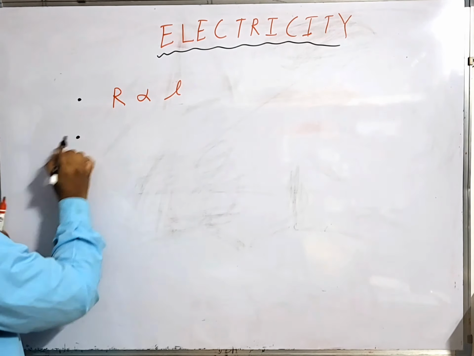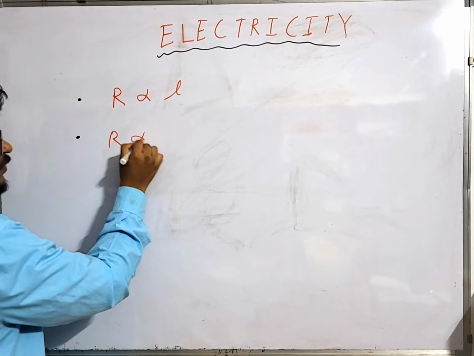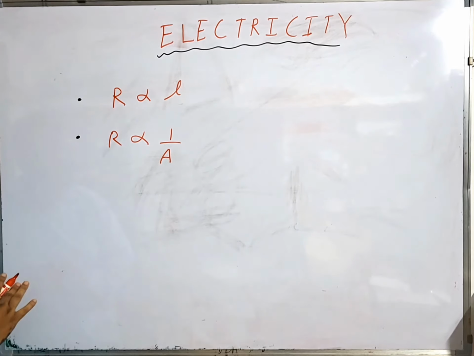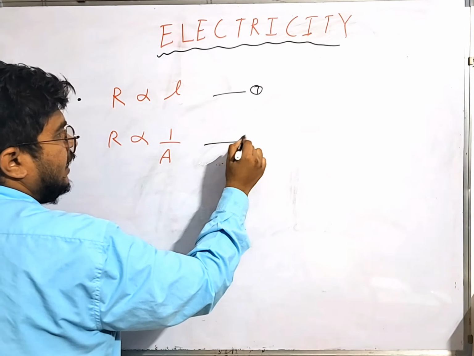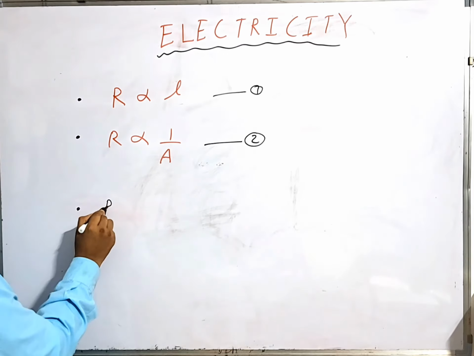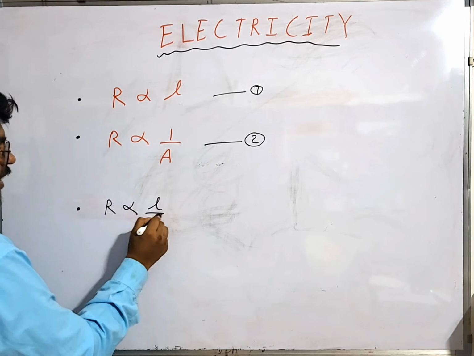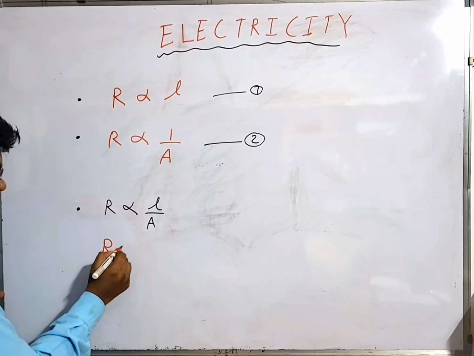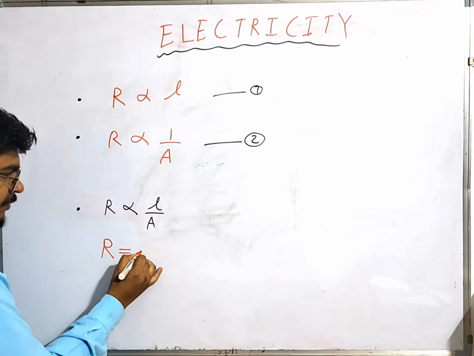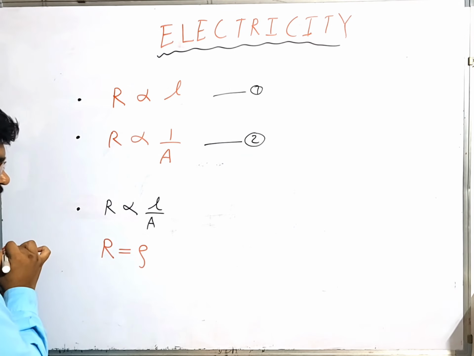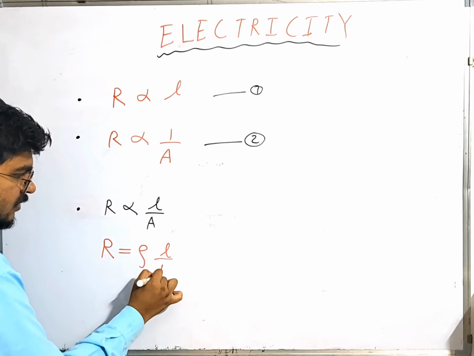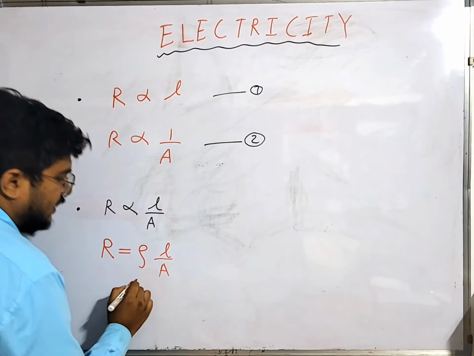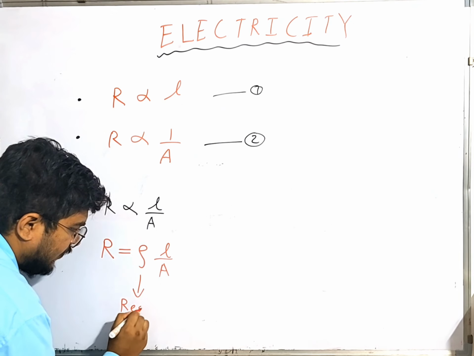Next one. The resistance is inversely proportional to the area of cross section of a particular wire. Now, from these 1 and 2, we get that R is directly proportional to L upon A. Now, we are going to add one proportionality constant. Then we get R is equal to rho L upon A, where the proportionality constant is denoted by rho. Now, what is this rho? This rho is called resistivity.